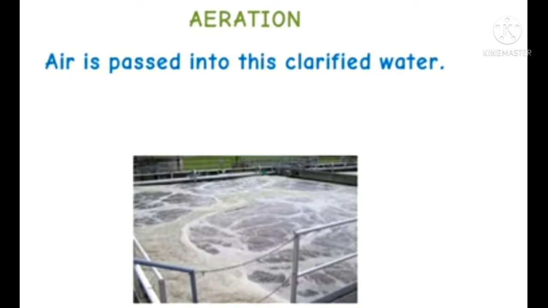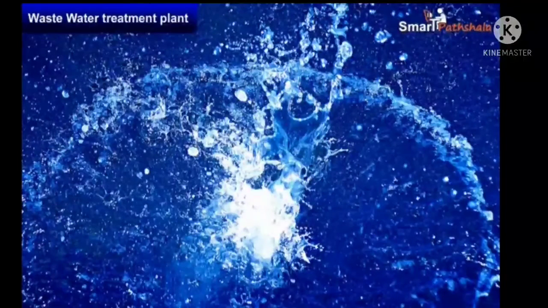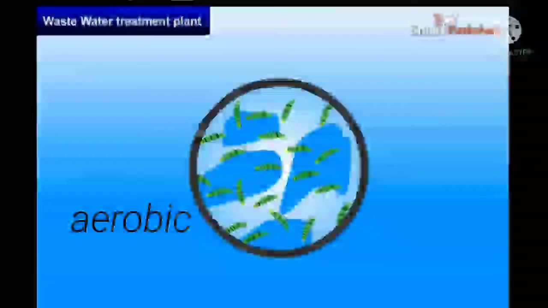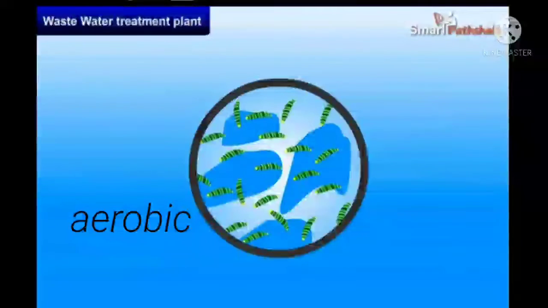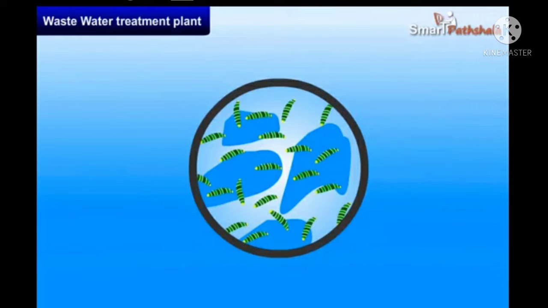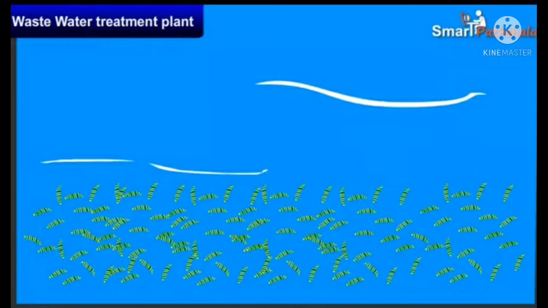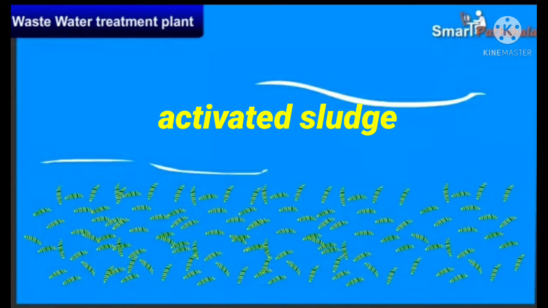The fourth step is aeration. Air is pumped into the clarified water to help aerobic bacteria to grow. Aerobic bacteria are those bacteria that can grow and live when oxygen is present. Bacteria consume human waste, food waste, unwanted matter, etc. After several hours, the suspended microbes settle at the bottom of the tank, which is called activated sludge. The water is then removed from the top.